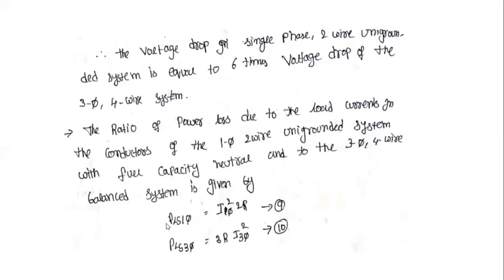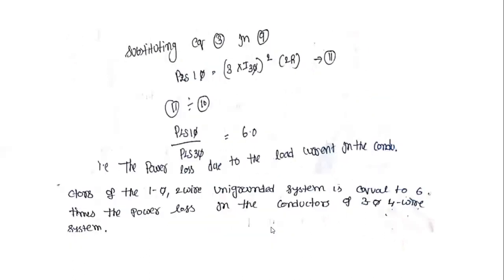The power loss for the single phase system is equal to I single phase square into 2R. Therefore, the power loss for the three phase system is equal to 3R into I three phase square. Consider this as equation number 9 and this as equation number 10.